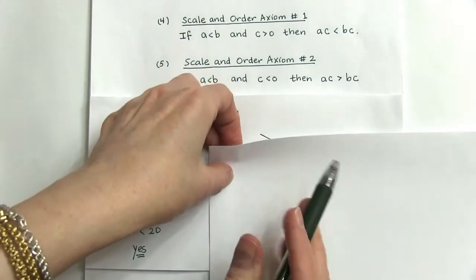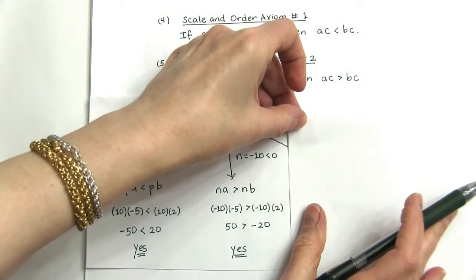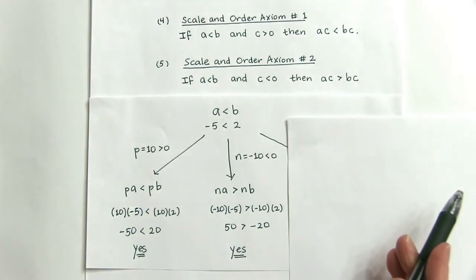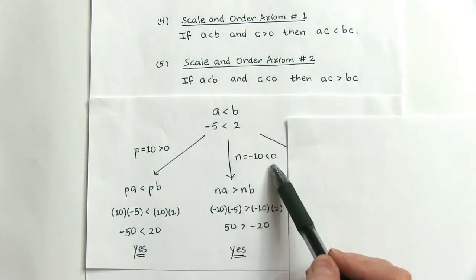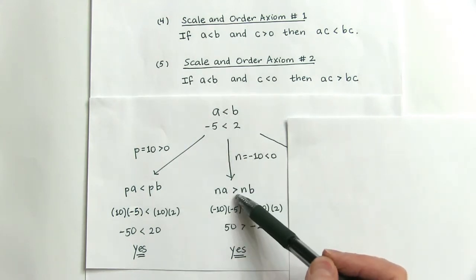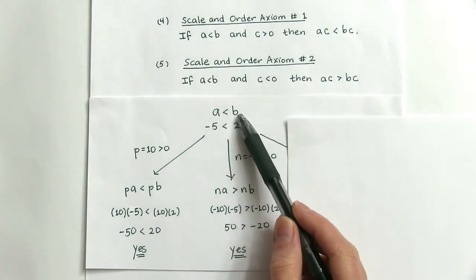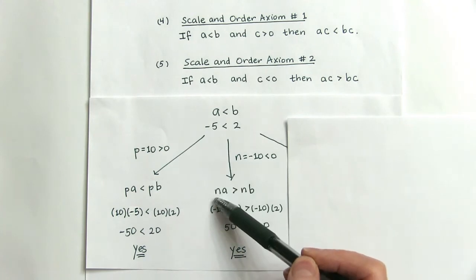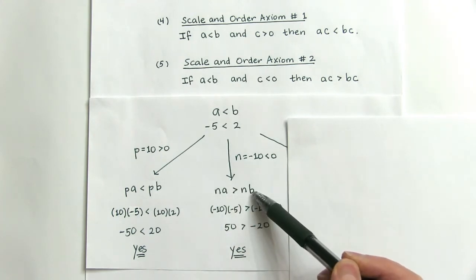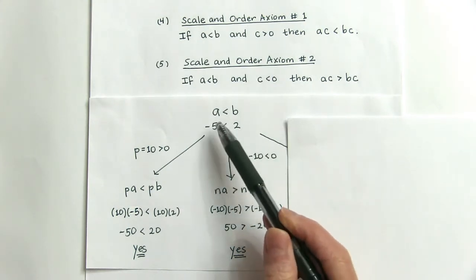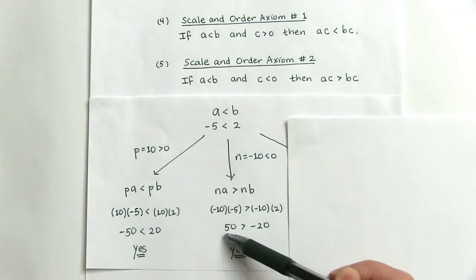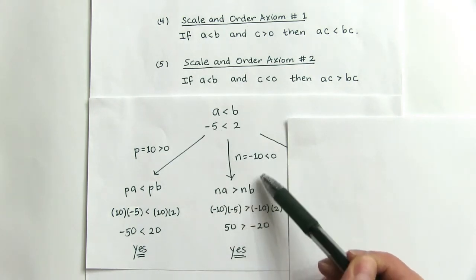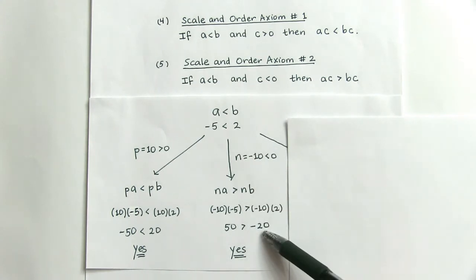But be careful, because if we take an inequality and multiply both sides by a negative number, then the inequality gets reversed. So if a is less than b, then if n is a negative number, then n times a is greater than n times b. In this example, with a, b, and n, I have n times a is minus 10 times minus 5, which is 50, and n times b is minus 10 times 2, which is minus 20. And yes, 50 is greater than minus 20.